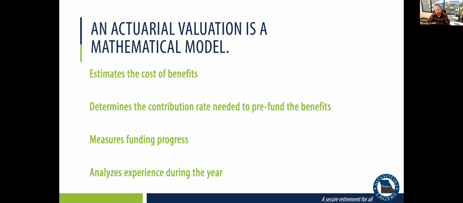Along with estimating the cost of benefits and determining the contributions you need to be making to pre-fund those benefits, it also measures your progress as far as your funding goes. In other words, how much do you have set aside in the trust for the purposes of paying those future benefits that are owed to the employees at the time when they retire. When we talk funding progress, we'll get to that in a minute as well, but that's generally what that is.